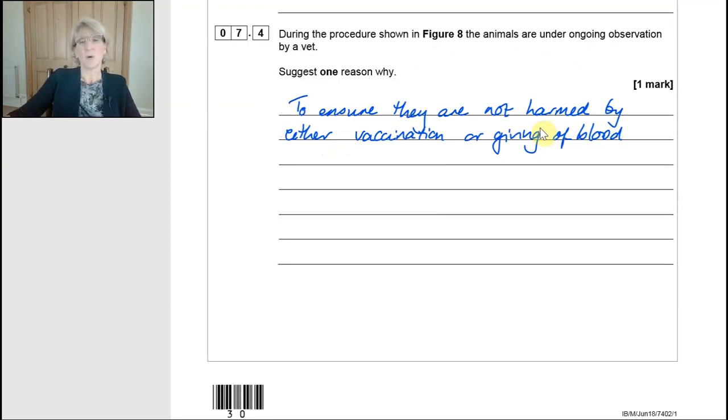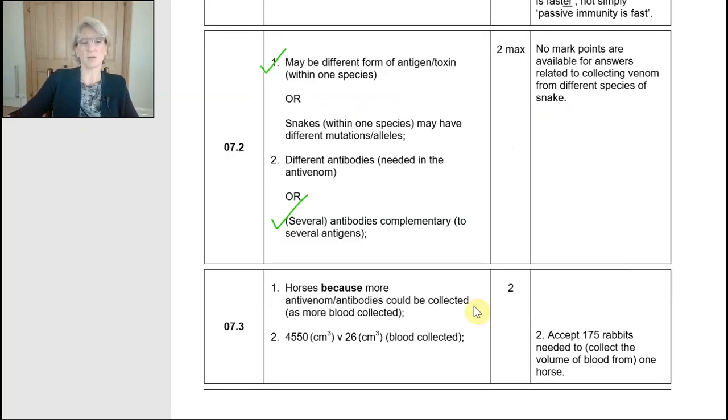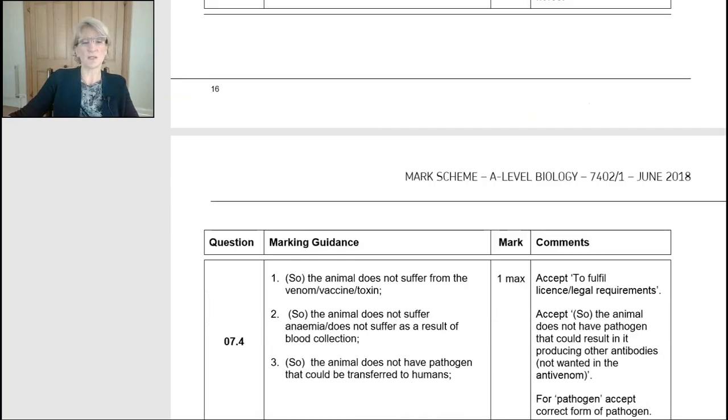Why would they undergo observation by a vet? Well, vets care for animals, so it's to check that they're not being harmed. And I do know that that is the mark on the mark scheme.